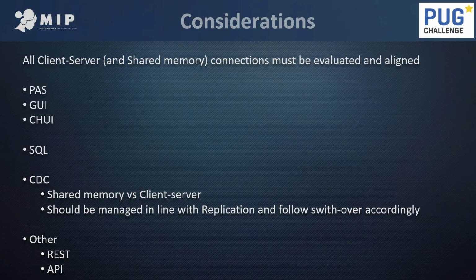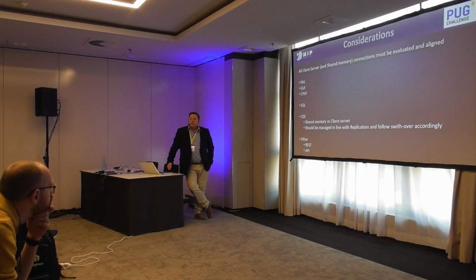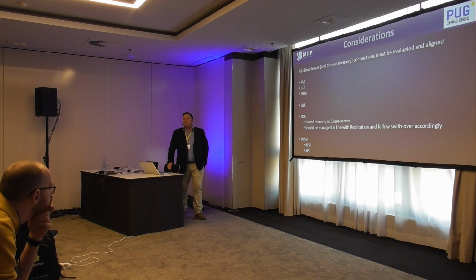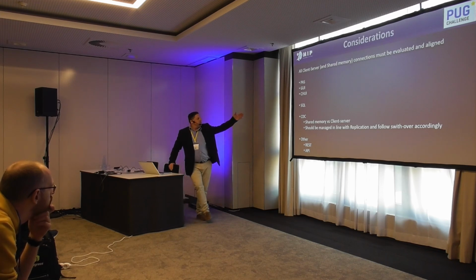Okay, and then this is just the list of all the things you need to consider. I don't know what connections you guys have into your systems. We're looking at our PAS, our GUI, and the character user interfaces, making sure that all those connection strings you have, where you're running shared memory or client connections, what the impact of each of those are. For the database, you're going to make sure you get the replication up and running, but you need to make sure about those connections.